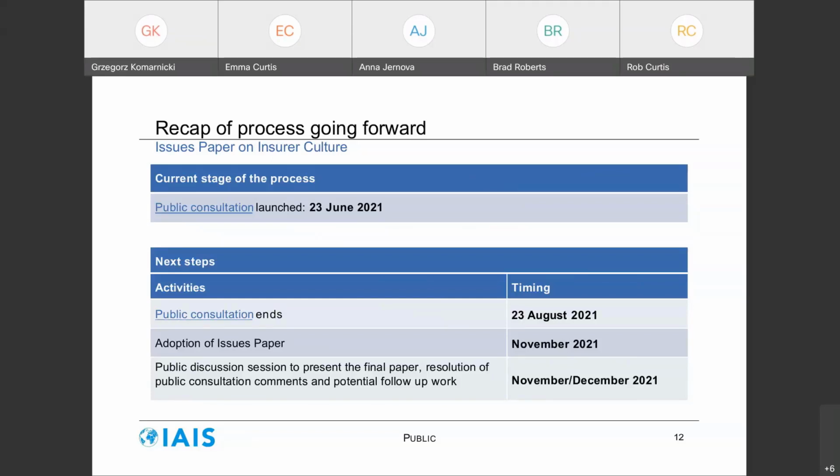And following resolution of public consultation comments, the paper is scheduled for adoption in November this year. At that time, we will present the outcomes of the public consultation, and we should also be able to communicate the next steps in terms of possible follow-up work. So Emma, I'll hand back to you to take up any questions we may have.